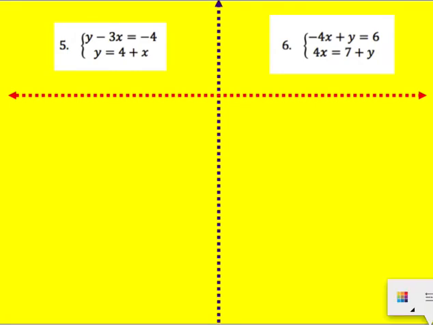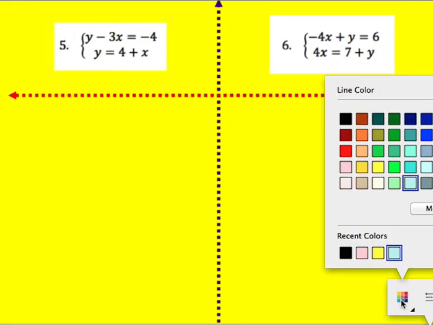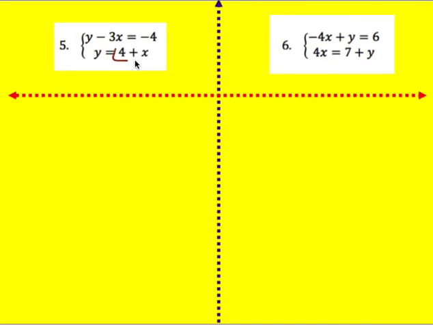Taking a look at number 5. So for number 5, it's actually already solved for a letter, so we don't have to go through the work of doing that. Y is already set equal to 4 plus x, which means we can instantly go into using substitution. So I'm going to go ahead and plug that in for y up there. So I have 4 plus x, and then minus 3x is equal to 4. So when you substitute out the y, you keep everything else in the equation the same.